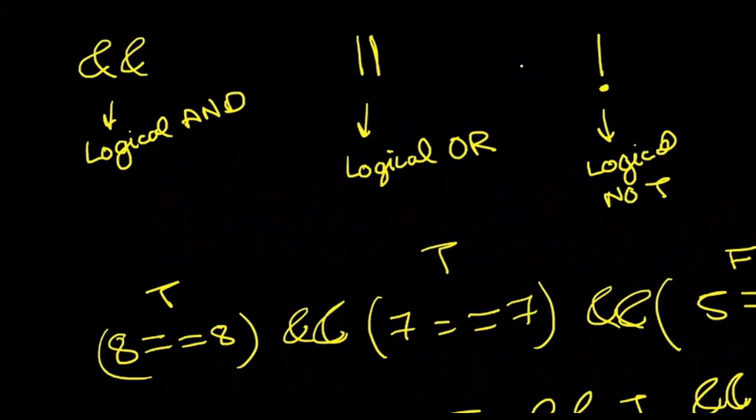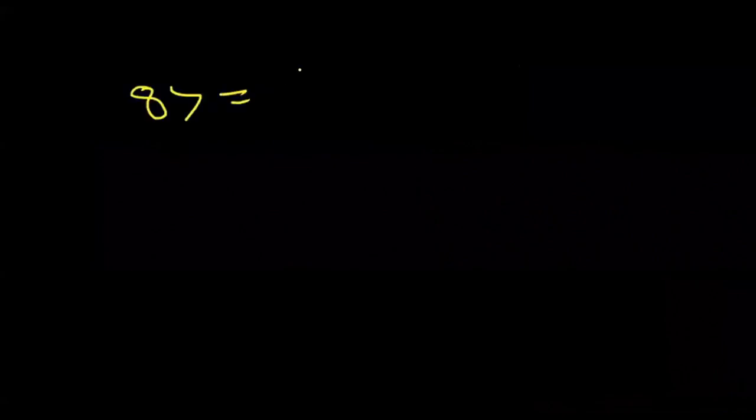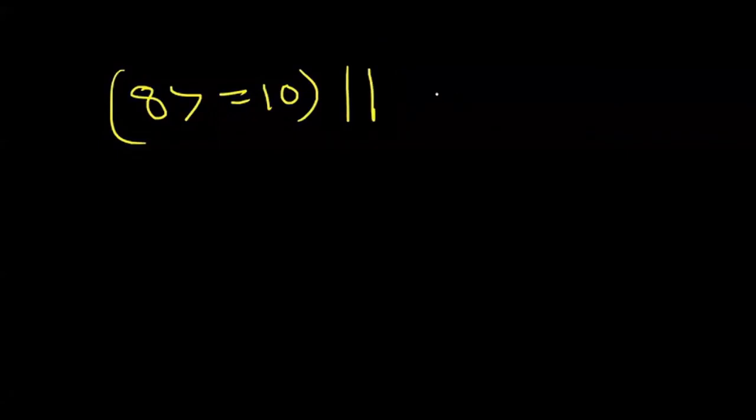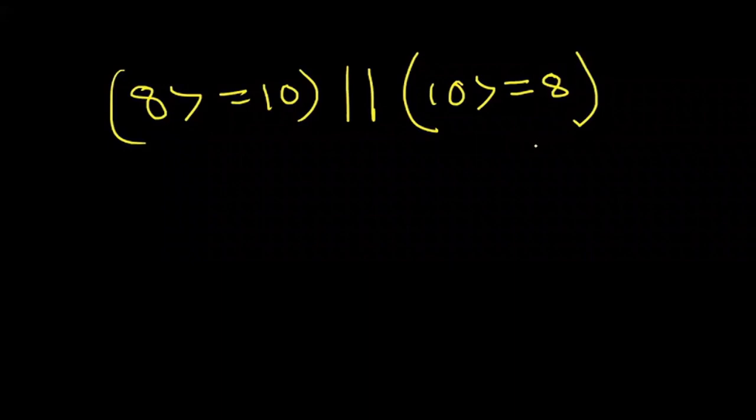Be it logical AND, logical OR, or NOT, right? Logical AND and logical OR are used to combine multiple expressions together. If somebody asks you, 8 is greater than or equal to 10 or 10 is greater than or equal to 8. This is one complex expression that I am giving you.